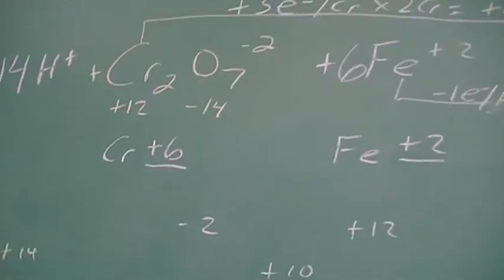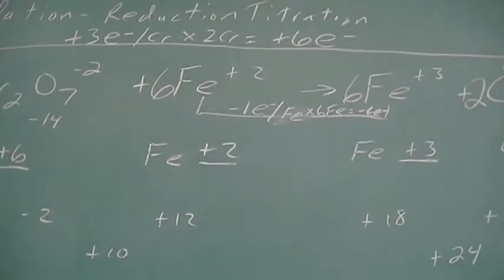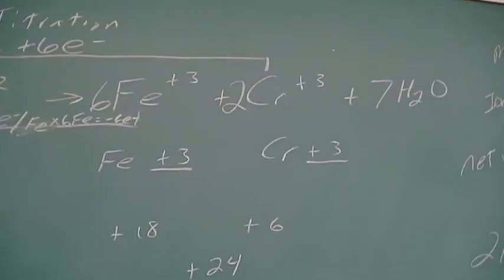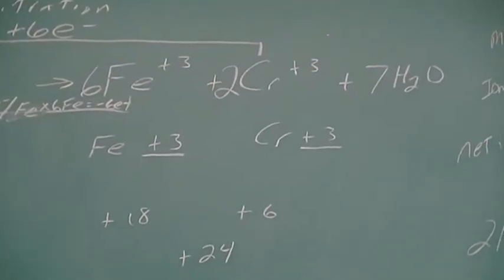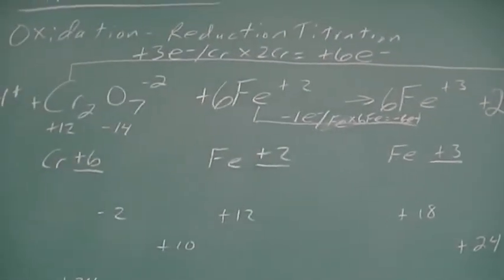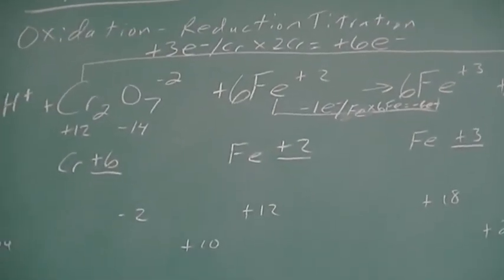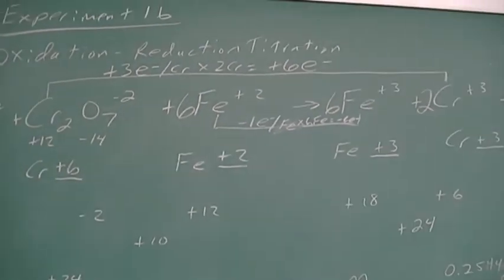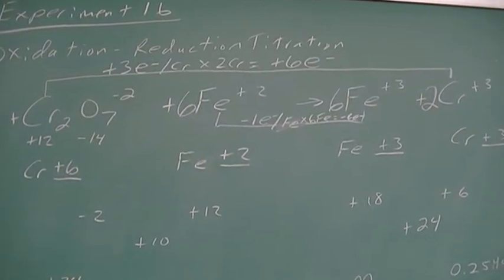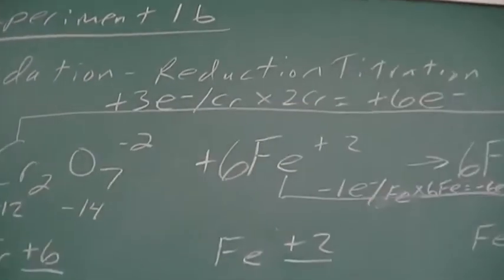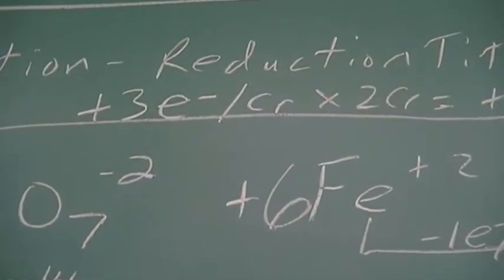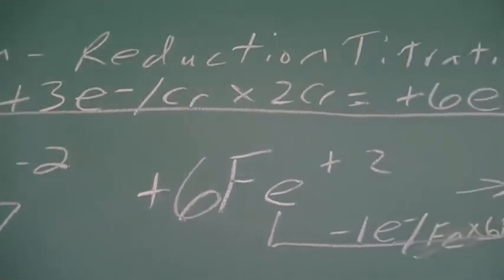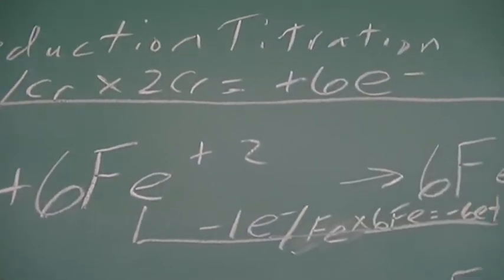The other 3 are very simple. Iron plus 2 has an oxidation number of +2. Iron plus 3 has an oxidation number of +3. And chromium plus 3 has an oxidation number of +3. So I draw my arrows, and I see that my dichromate, at a chromium of +6, is going to a chromium of +3. So that means that I have to gain 3 electrons per chromium. So each chromium has to gain 3 electrons. In the dichromate, I have 2 chromiums. And so I have to gain 6 total electrons.